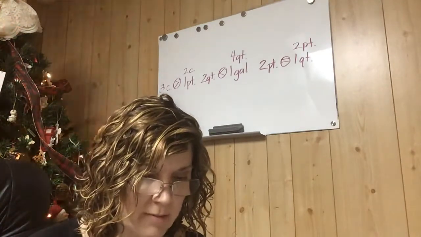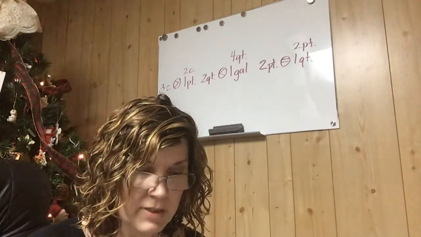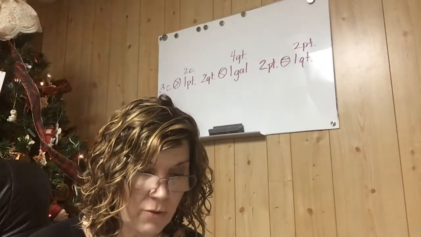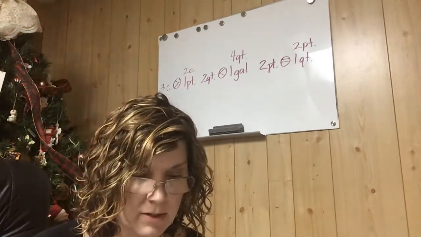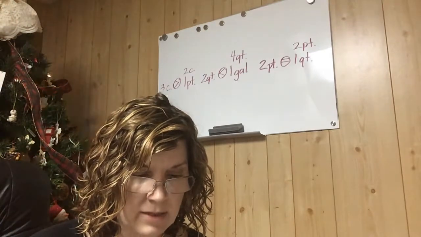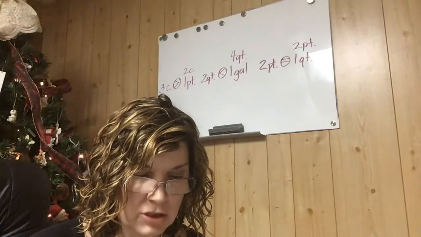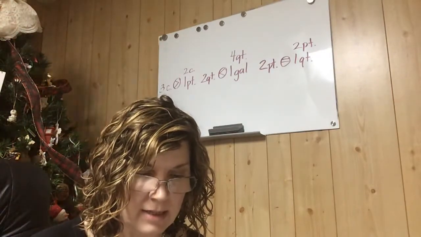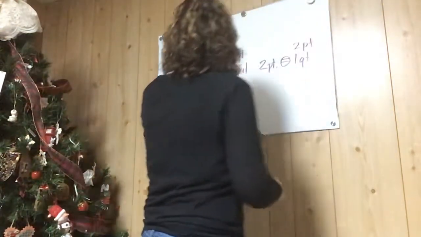All right, and then we have another story problem. This one says Liz has 2 quarts of cranberry juice and 1 quart of grape juice. So that means we're going to have to add, right? And she's going to mix them together to make a punch. Will the mixed juice fit in a 1 gallon container?